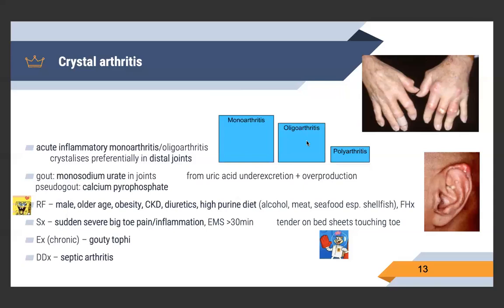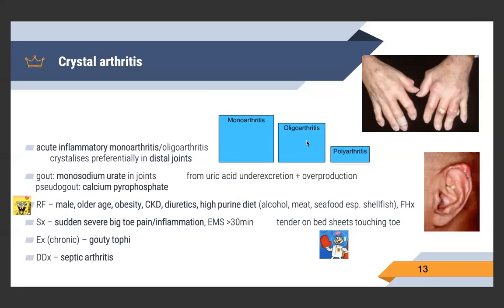Purines are found in alcohol, in meat, in seafood, particularly in shellfish. I don't know if that's an EMQ thing, but it just comes up all the time. So those are our main risk factors. And as I mentioned, the typical presentation is someone with a severe pain in the big toe, and it's an inflammatory pattern. A real life point, which is a good question to ask, is people complain that it hurts even when they're lying in bed and the sheets are touching their toes. That's a very typical complaint.